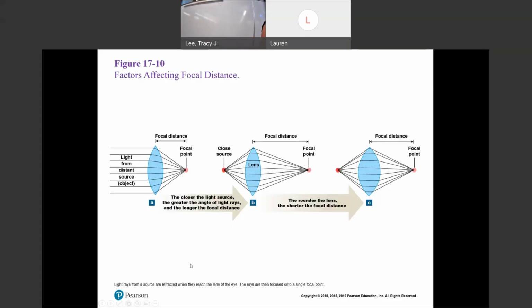What you should know is the rounder the lens, the shorter the focal point. This is where I'm aiming on my fovea centralis, is my focal point back here. So round lenses give you a shorter focal point.